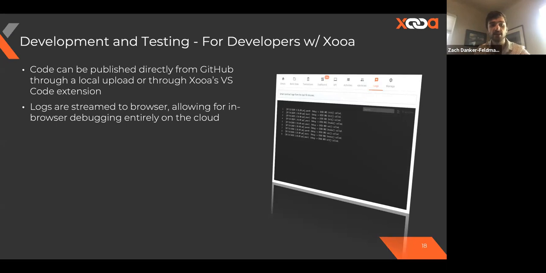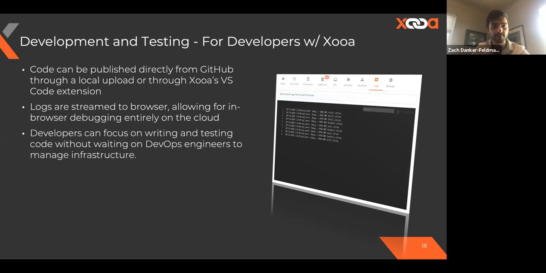Debug logs are streamed to the developer's web browser for smart contract debugging entirely on the cloud. That's very much facilitating that process. Finally, developers can focus on writing and testing code without waiting on DevOps engineers to manage that infrastructure.